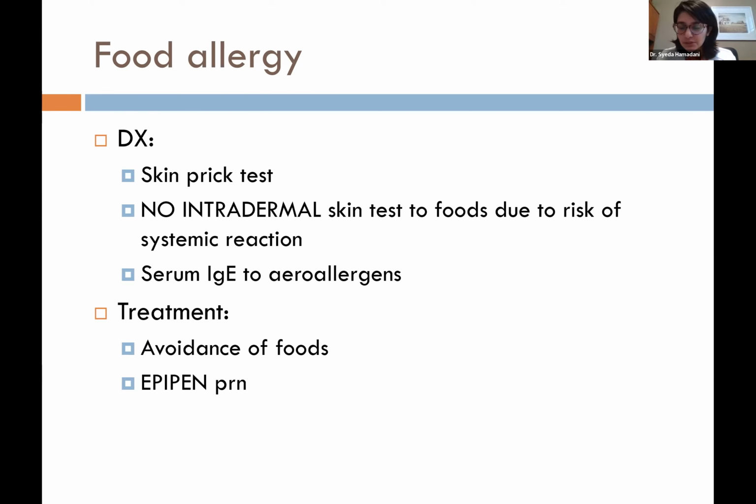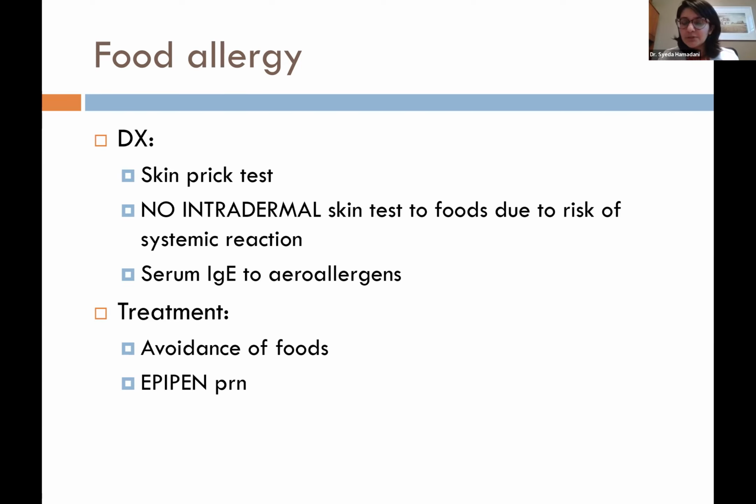And if we're not able to do skin prick testing, or if there's another reason, then we may decide to do serum IgE. I'm sorry, I meant to foods. I don't know what that says there. So we can do skin prick testing, or serum IgE to foods as well.